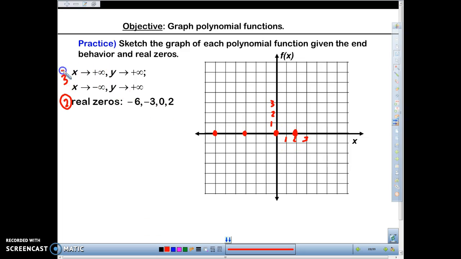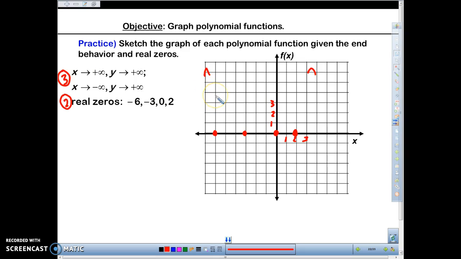Step 3, plot my end behavior. So as x goes to positive infinity, as I go to the right, my y values are going up to positive infinity. So as I go to the right, past my last 0, I go up. And here is my end behavior. And then as x goes to negative infinity, y goes to positive infinity. So as I go to the left, my function is going up this direction.